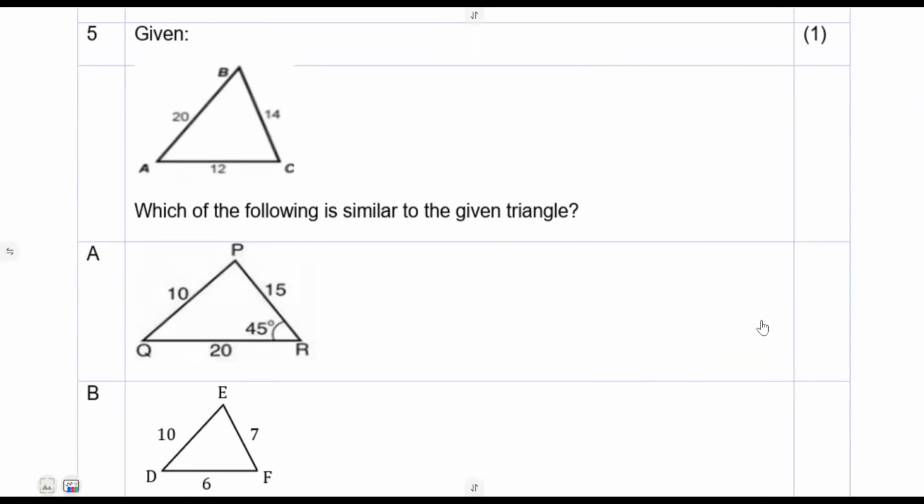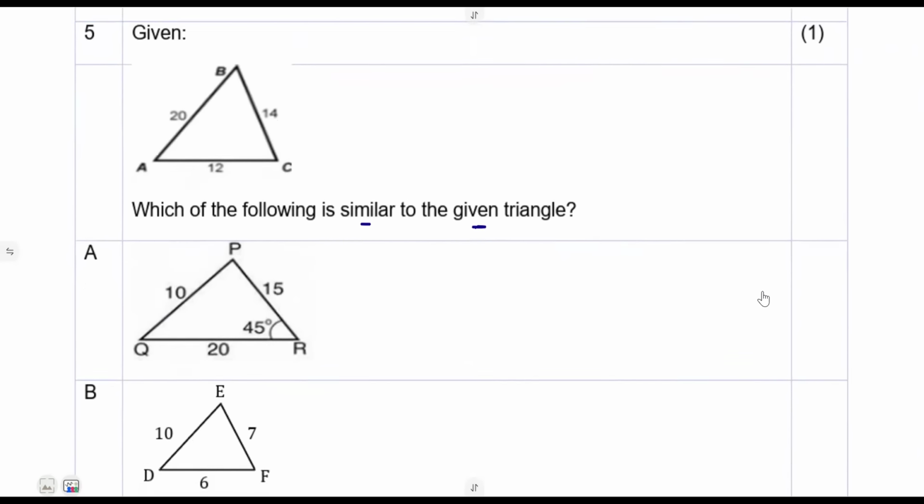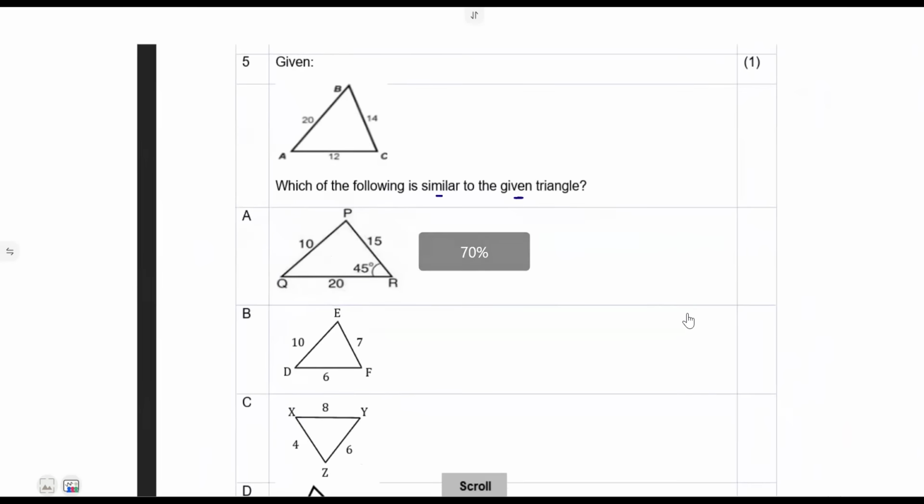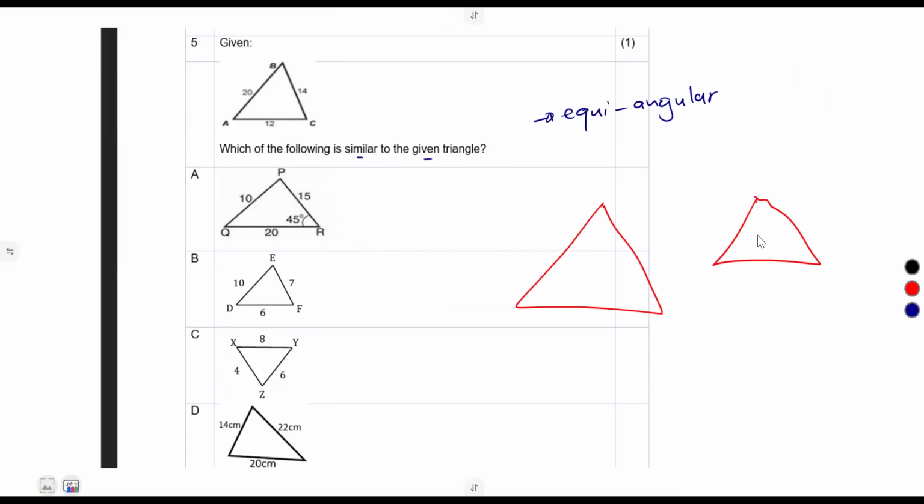Then question 5, given this triangle where we've got 20, 12, and 14, which of the following is similar to the given triangle? Remember, similar figures, they're equiangular, which is fine. We can consider in terms of what? Equiangular, to say the angles are the same. Or we can consider in terms of the sides, how they were increased from one triangle to another, or how were they decreased. So this one, we can simply test the triangles as they are corresponding.